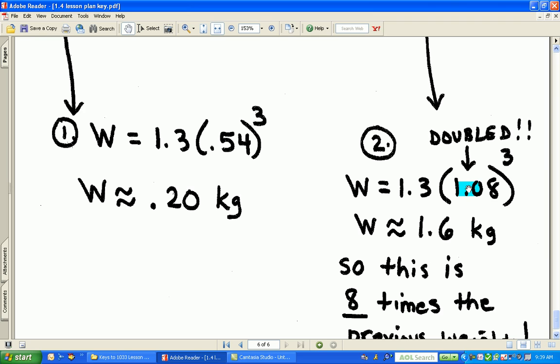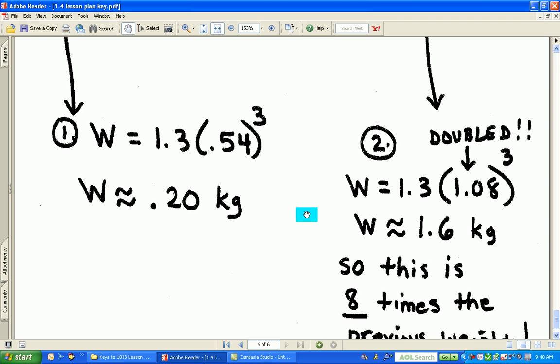When I use my scientific calculator and I do the computation 1.4 times quantity 1.08 to the third power, I come out with approximately 1.6 kilograms. Now, please don't stop there, because the question in part 2 didn't say what is the bird's new weight. The question said what happened to the bird's weight. Okay, this is a comparison. If I have 0.20 as my old weight and my new weight is 1.6, if I asked you what happened to it, you would see it got bigger.